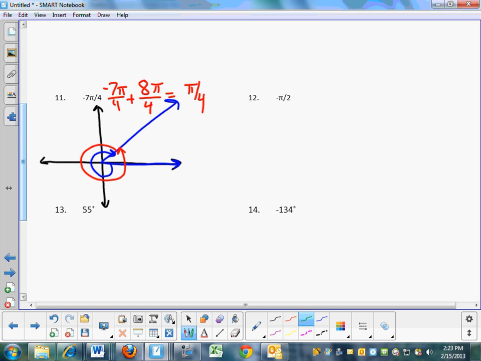Or what you can do is go to your negative 7 pi over 4 and continue on another negative 2 pi. So that'll be negative 7 pi over 4 minus 8 pi over 4, negative 15 pi over 4. Any questions? Okay. That's it. That's your homework. Finish this. That's it.